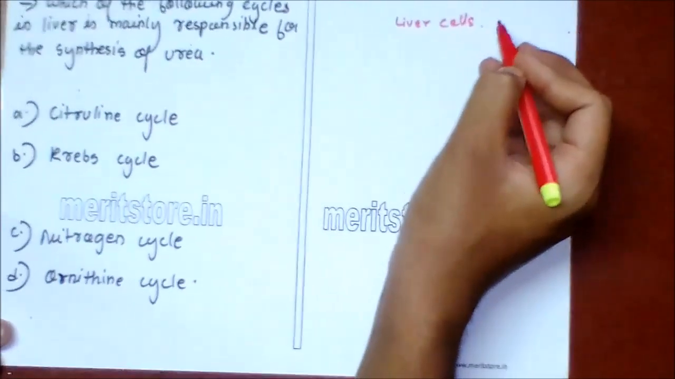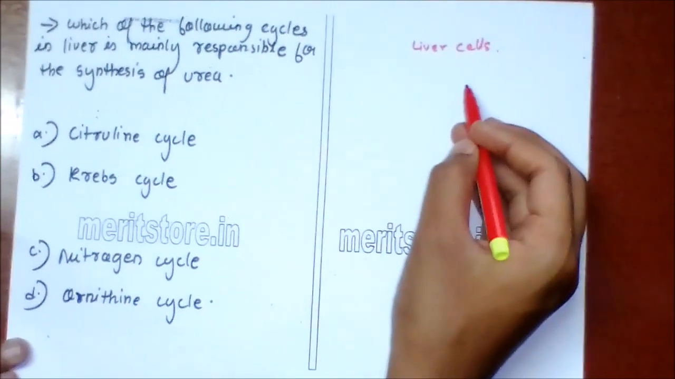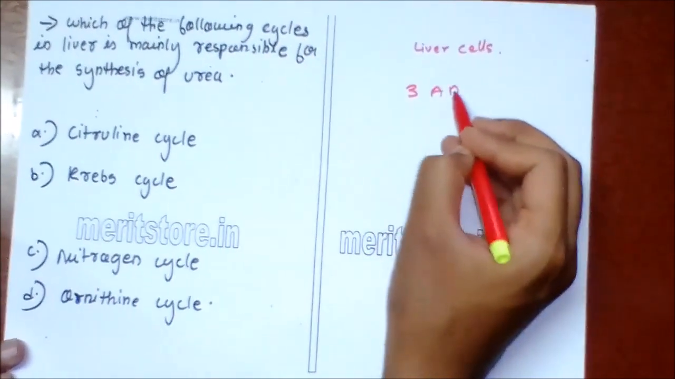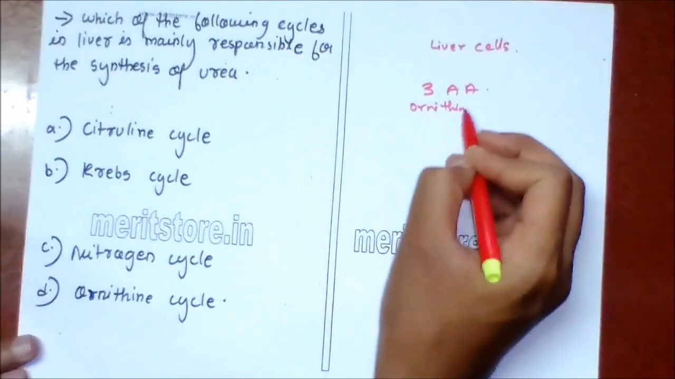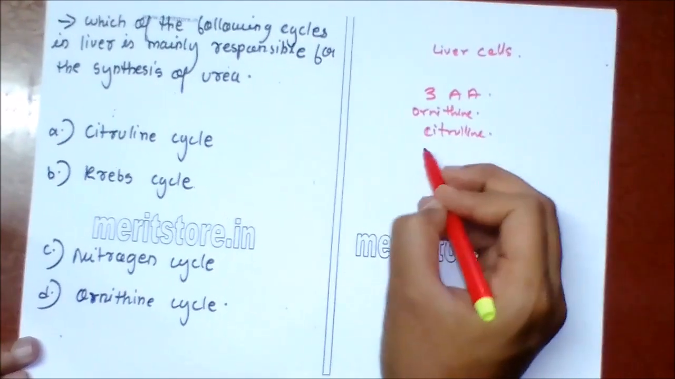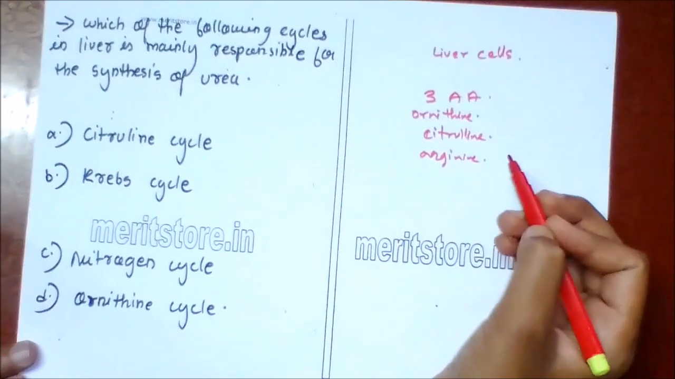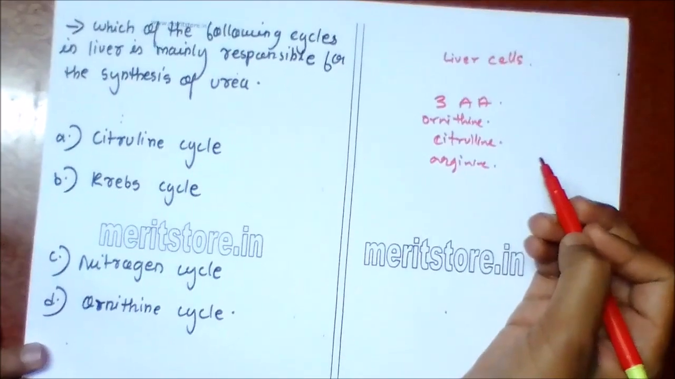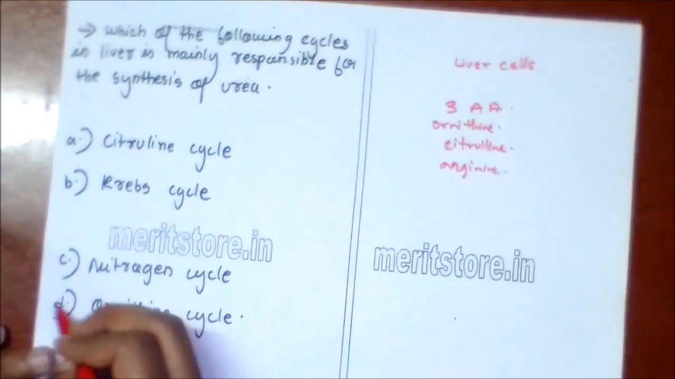So the synthesis of urea by elimination of all the nitrogenous waste products takes place in the liver. It involves the formation and transformation of three amino acids, namely ornithine, citrulline and arginine. These cycles are variously referred to as the ornithine, arginine or urea cycle. So the synthesis of urea is the ornithine cycle, option D.